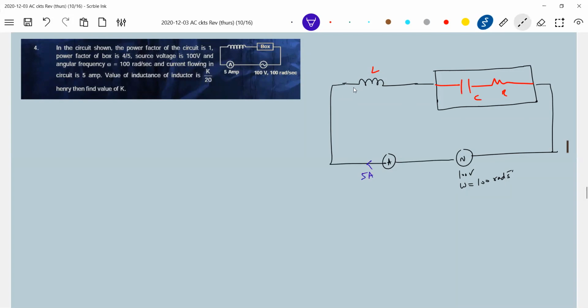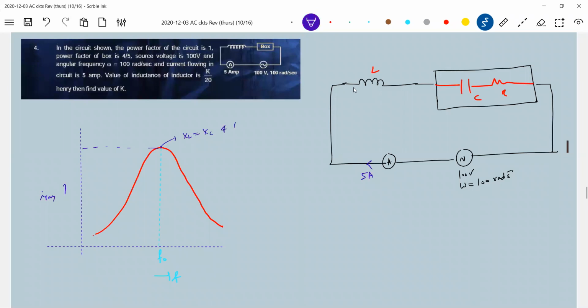So you go back to the resonance. I think the idea of resonance will help you here a lot. Now at resonance, at this particular point, what will be the power factor here? It will be unity, no? Here XL equal to XC, and cos phi will be 1 at resonance only.